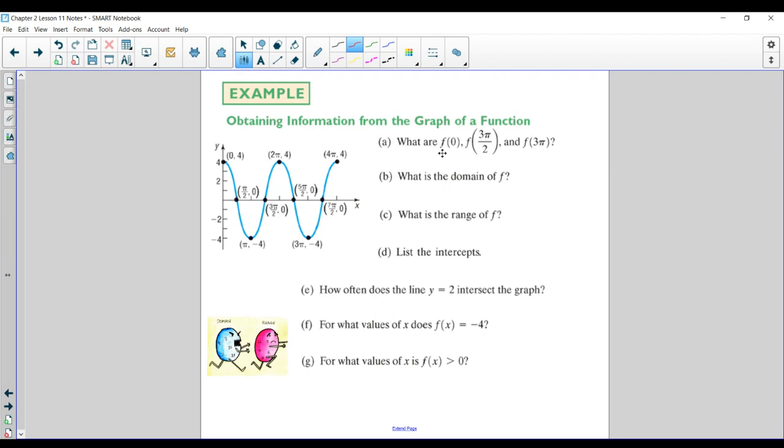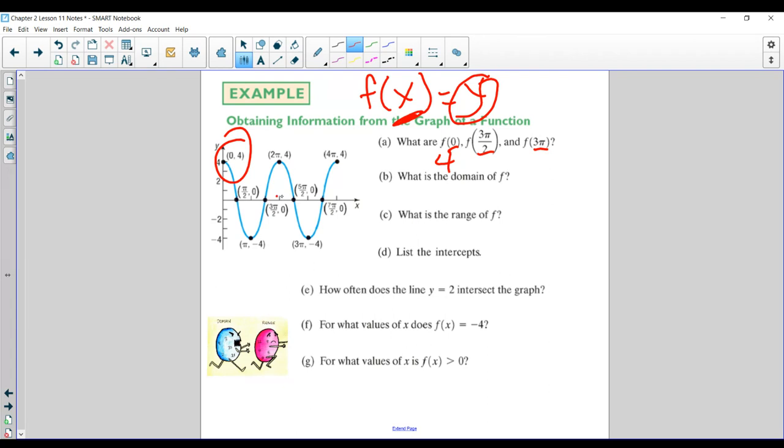First question you're asked is, what are these three things right here? When you have f of x is equal to y, the thing inside the parentheses is the x, the thing outside is the y. On these three pieces here, I'm given the x coordinate. I want to know what the corresponding y coordinate is. So for f of 0, the x coordinate being 0, it would be that. So the answer to that one would be 4.